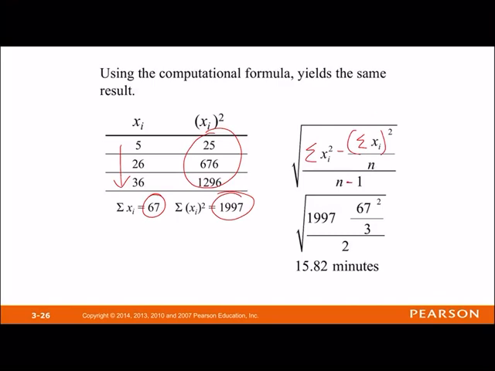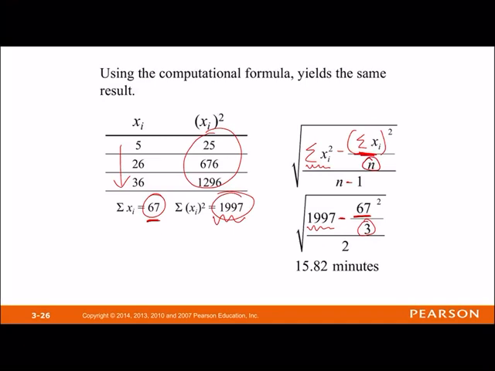So again, the sum of your x's squared comes from here, 1997. So I just took that in and plugged in 1997. Okay, then over, I can't change the color of my pen. Over here, the sum of your x's is 67. So I'm going to have 67 squared. Regular old n, you had 3 observations. So I took out that n and plugged in 3. And then on the bottom, I did n minus 1, or 3 minus 1.